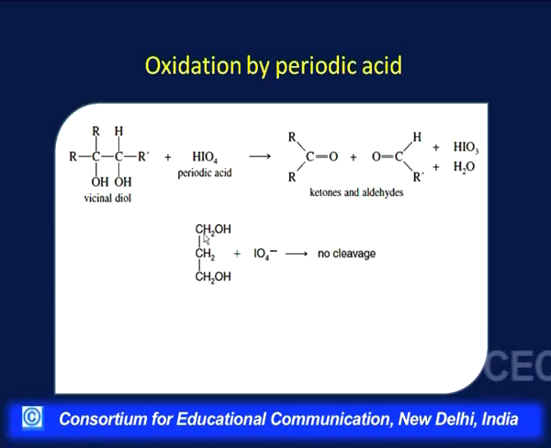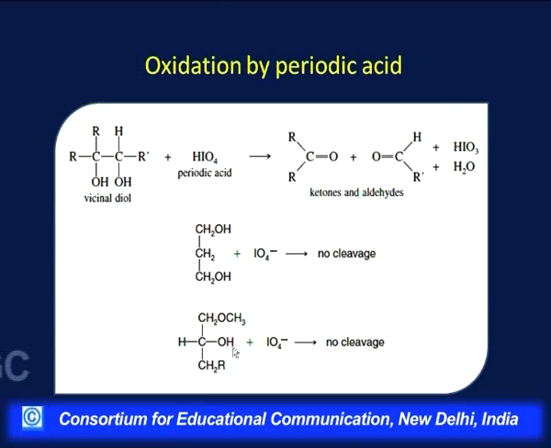If they are not on the neighboring carbon, like a diol such as CH2OH, CH2, CH2OH, where neighboring carbons do not have hydroxyl groups, then these are not cleaved by periodic acid, no cleavage occurs. Even if some ether linkage is there, like CH2OCH3 and the next carbon has the hydroxyl, even then this bond will not be cleaved by periodic acid. So, periodic acid cleavage is very specific, and this was used to determine the position of the hydroxyl group which is involved in the ring formation.